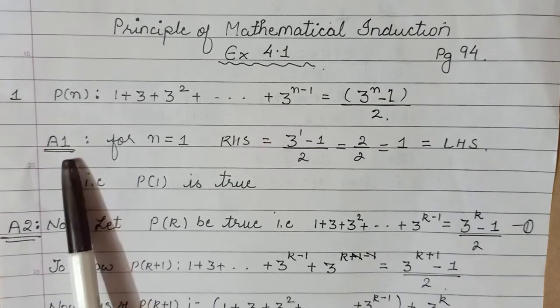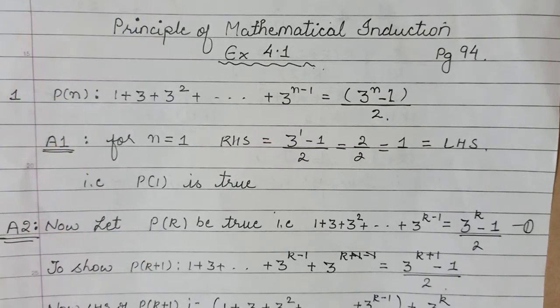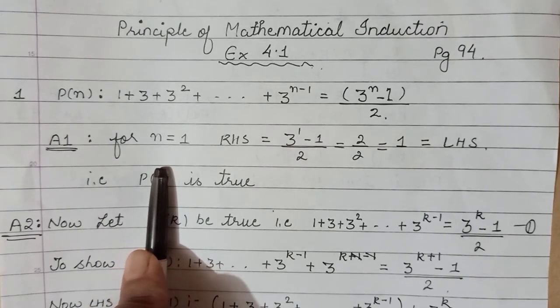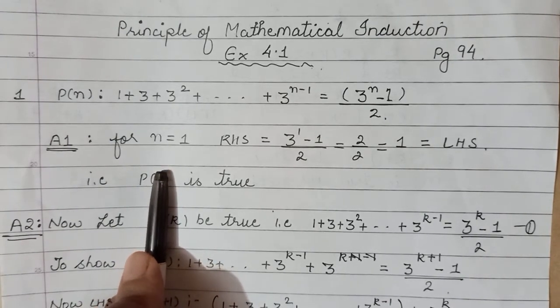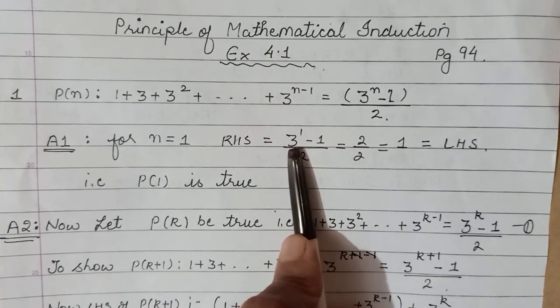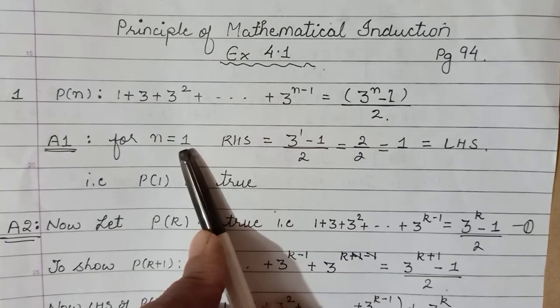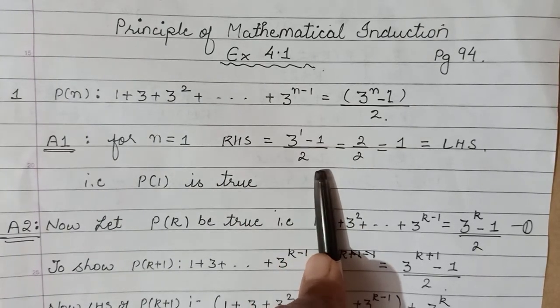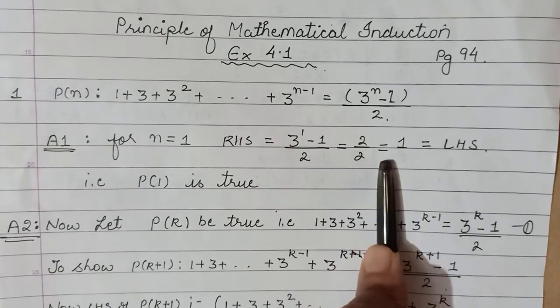There were two steps to induction. For the first part we check it for the first natural number, that is, n is equal to 1. So we need to verify. I started with the right hand side expression, where 3 to the power of n becomes 3 to the power of 1. So it is 3 to the power of 1 minus 1 upon 2. That becomes 3 minus 1, which is 2 upon 2, which is 1.